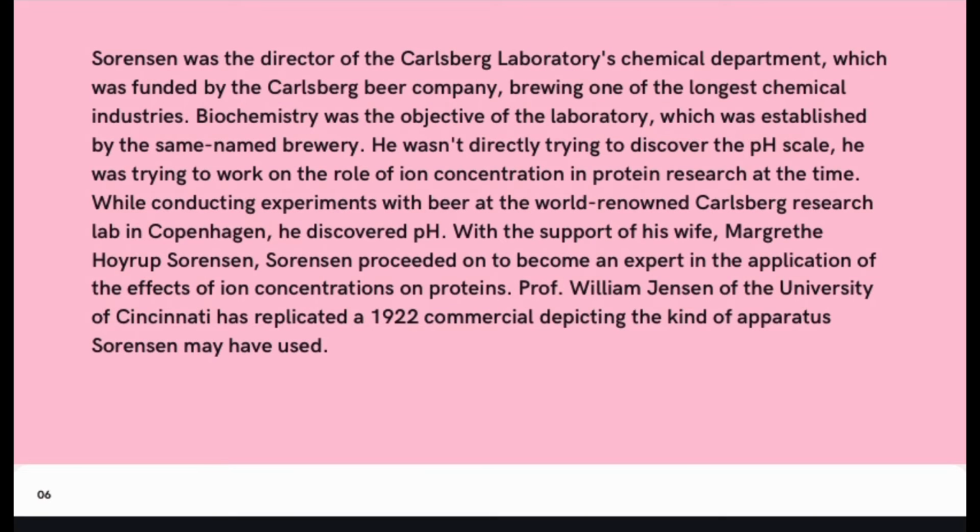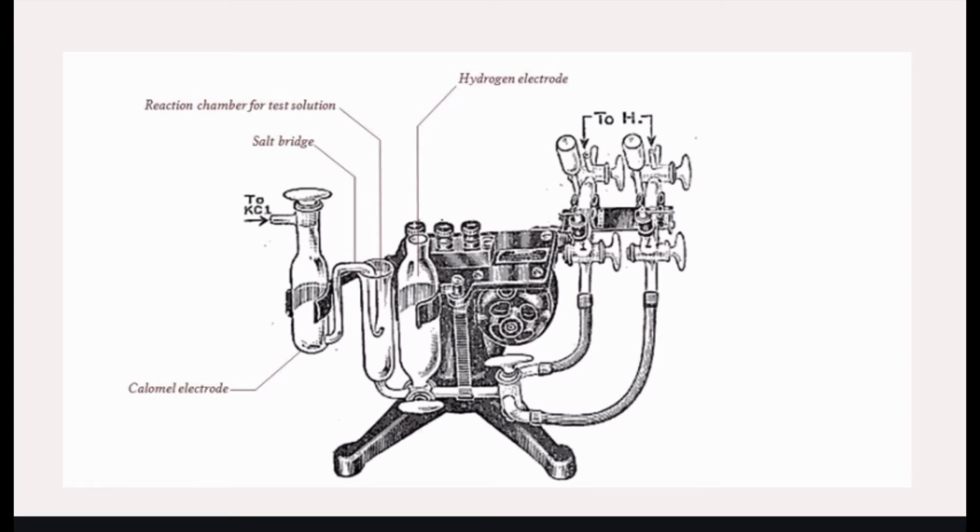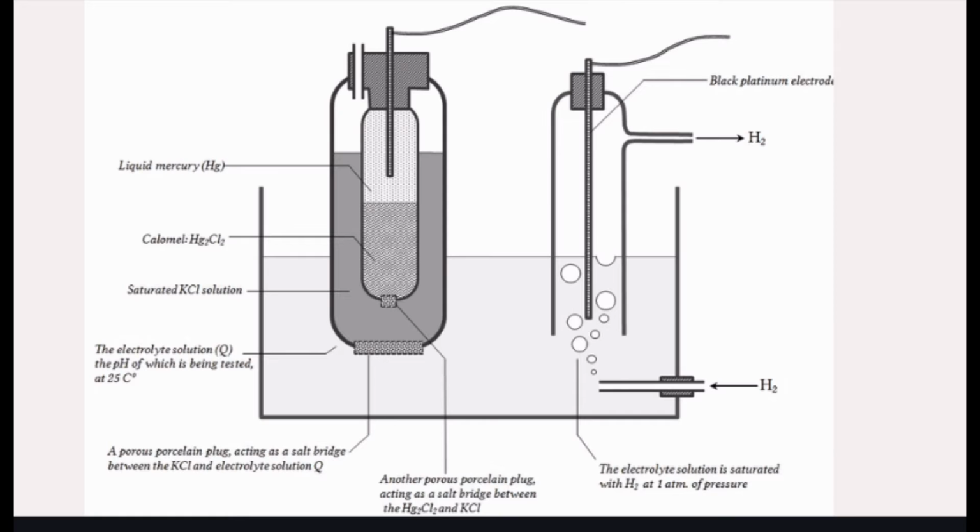He discovered pH. With the support of his wife, Sorensen went on to become an expert in the effects of iron concentration on protein. Professor William Jensen was trying to figure out what the experiment of Soren Sorensen would look like, since we don't have any visuals, and this is what he visualized. This is not exactly a picture that came from Soren Sorensen himself, but it is what he visualized according to old writings. So this is number 1 and this is number 2.